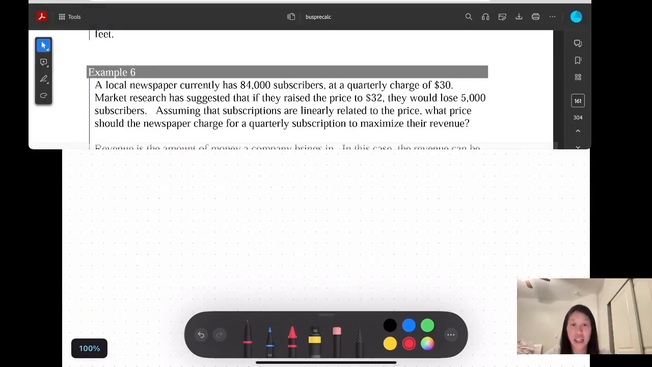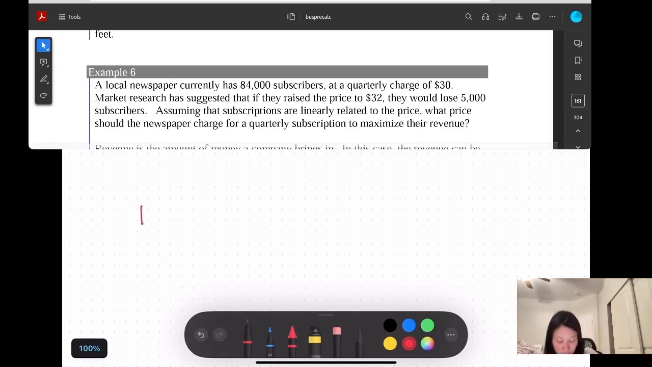Here it states that a local newspaper currently has 84,000 subscribers at a quarterly charge of $13, and market research has suggested that if they raise the price to $13.2, they would lose 5,000 subscribers. Assuming the subscriptions are linearly related to the price, what price should the newspaper charge for a quarterly subscription to maximize their revenue? Okay, it's a revenue, profit, cost problem.